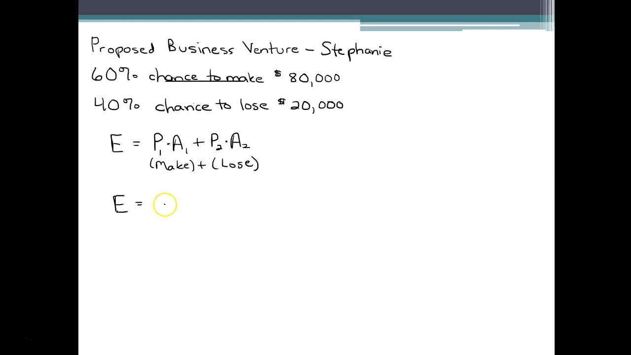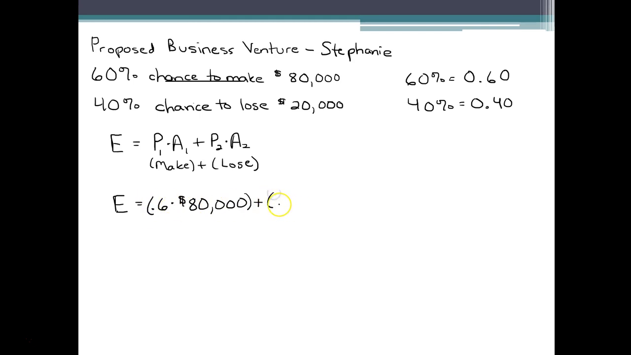Okay, so 60% chance to make $80,000. Let's go ahead and use the decimal form of 60%. Remember, 60% is the same thing as 0.6 or 0.60, and 40% is the same thing as 0.40. So 0.6 times 80,000, because she would make 80,000. It doesn't say anything about how much she's invested, so it's saying just outright she would make $80,000. Plus, we have to look at the 40% chance to lose. So 0.4 times, and then losing 20,000 is a negative, because if you're losing that money, that's a minus.